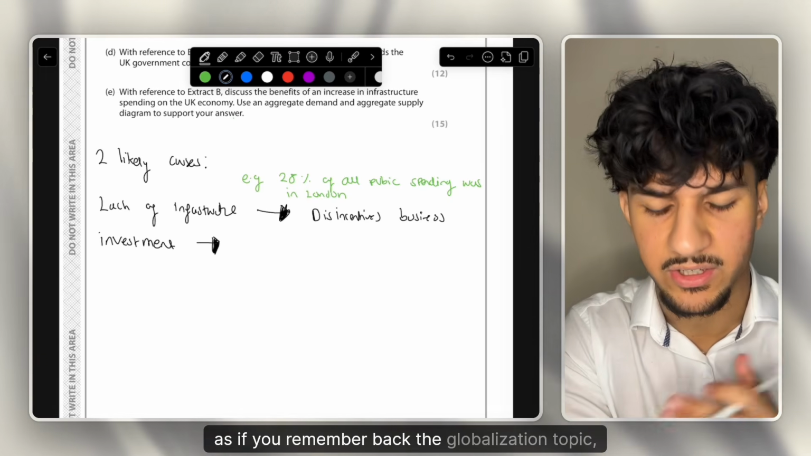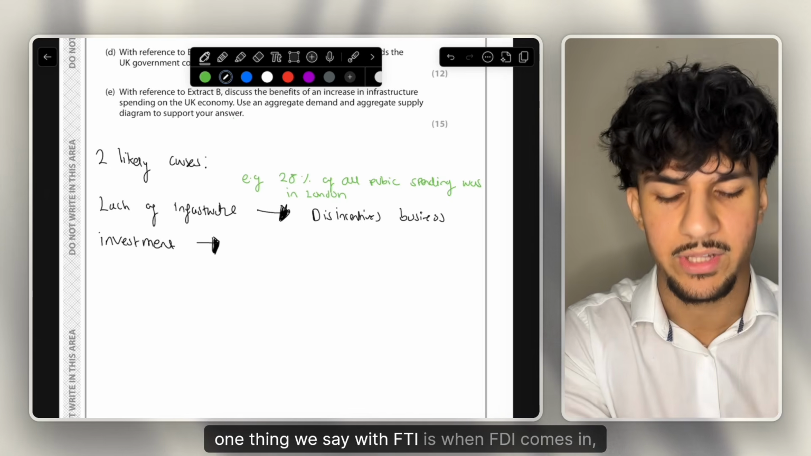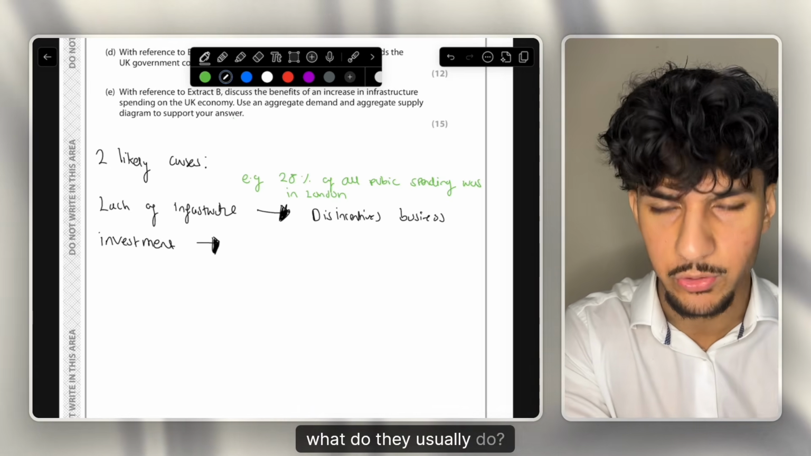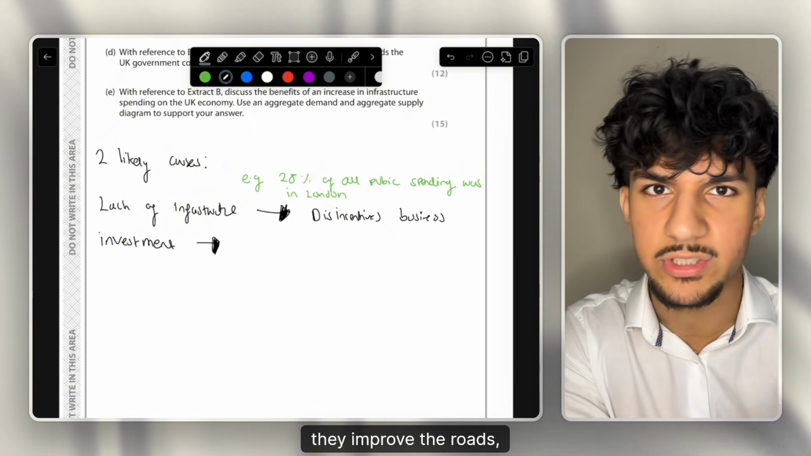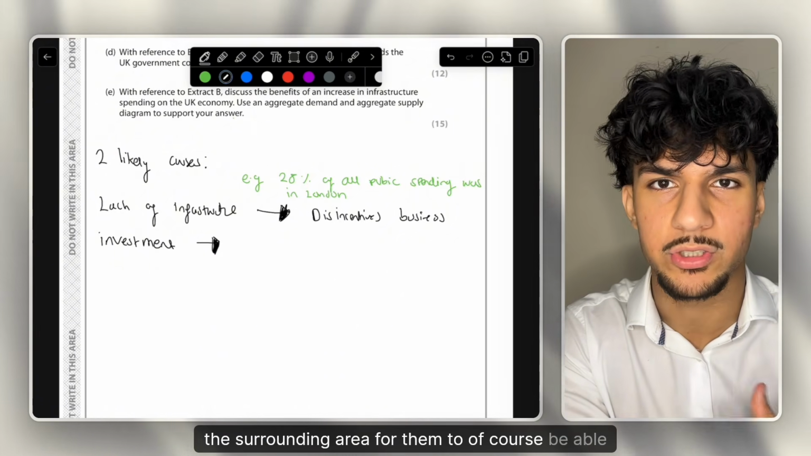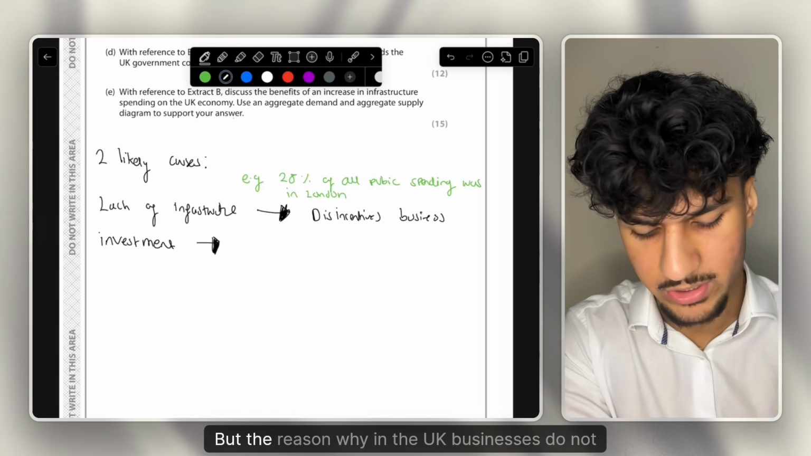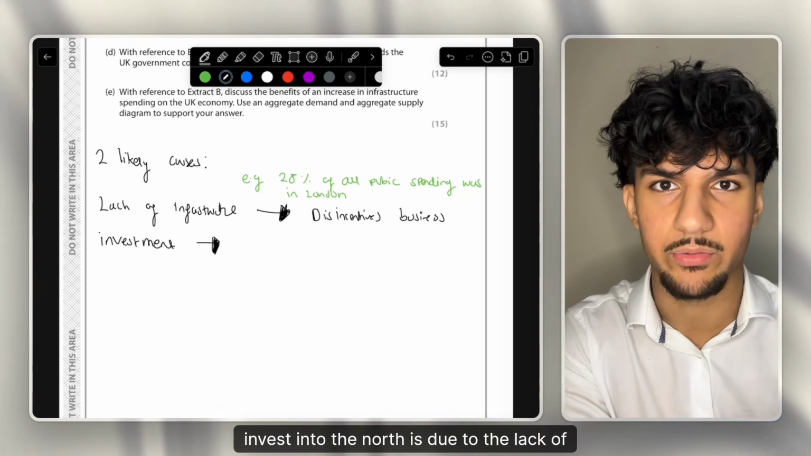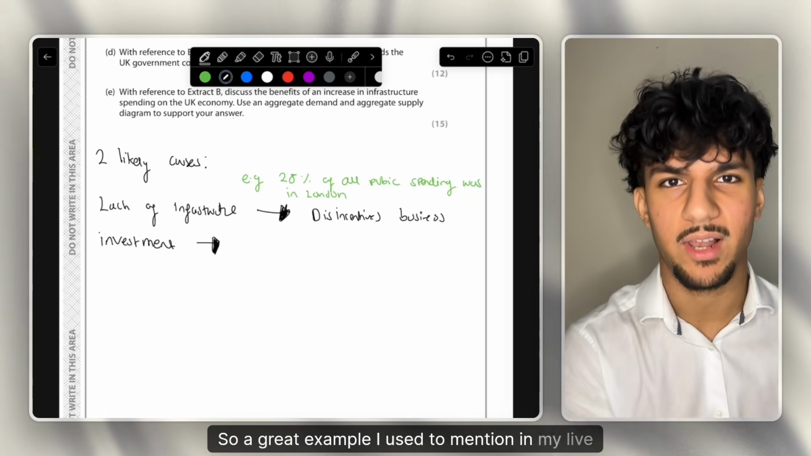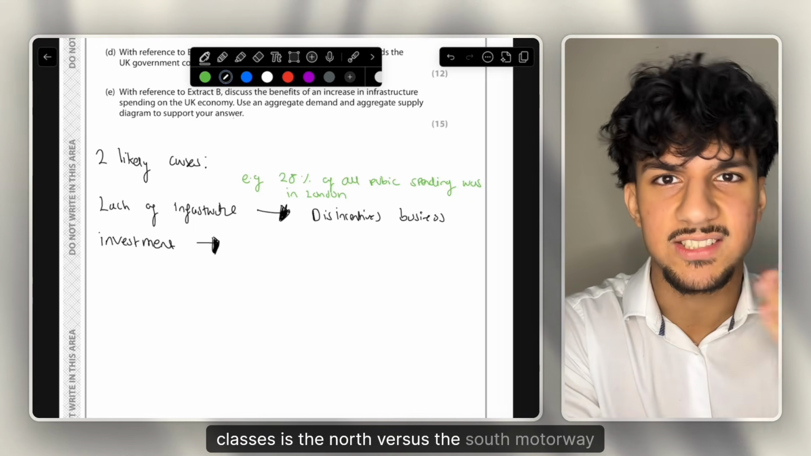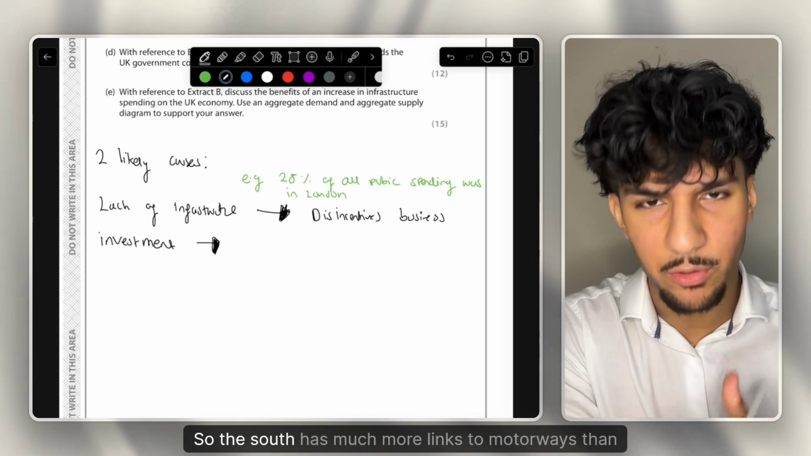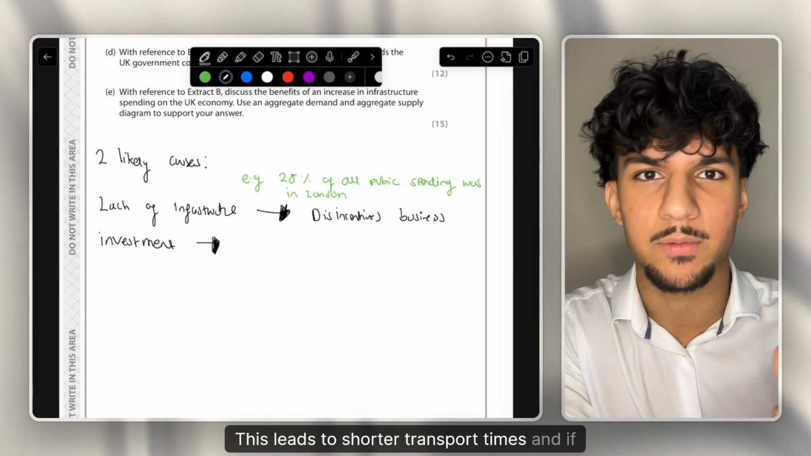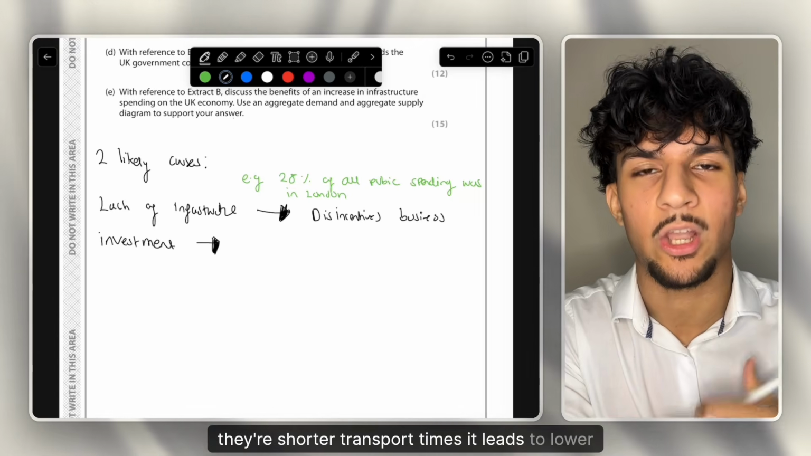As if you remember back to the globalization topic, one thing we say with FDI is when FDI comes in, for example, BT coming into India, what do they usually do? They improve the infrastructure, they improve the roads, the surrounding area for them to, of course, be able to operate in an efficient manner. But the reason why in the UK businesses do not invest into the north is due to the lack of infrastructure. So a great example I used to mention in my live classes is the north versus the south motorway links. So the south has much more links to motorways than the north. This leads to shorter transport times, and if there's shorter transport times, it leads to lower costs.